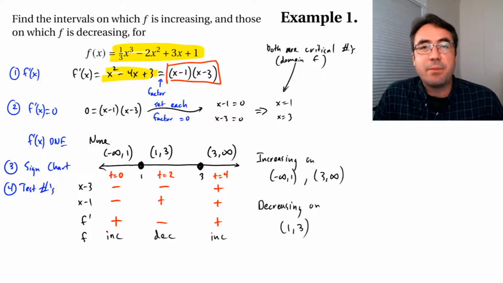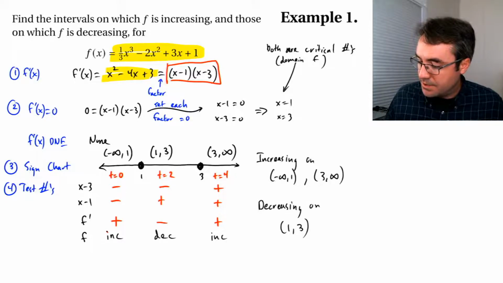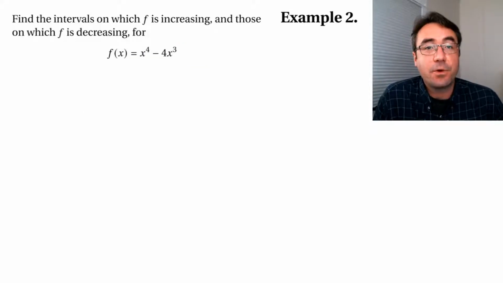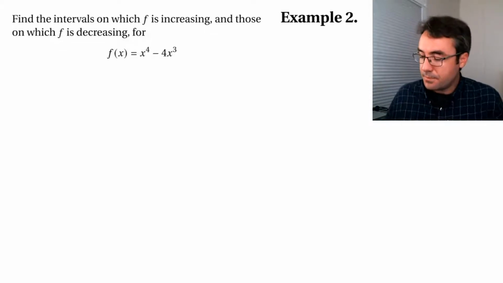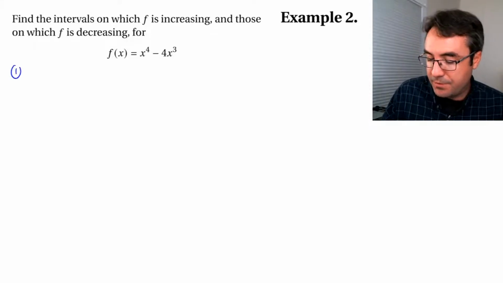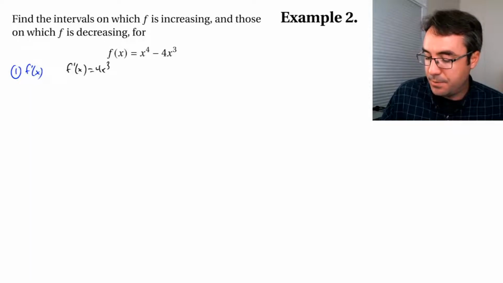So we're just going to play this game a bunch of times for more complicated functions. So let's try another one. Let's look at x to the 4 minus 4x cubed. And we're going to figure out the intervals of increase, decrease for this function. So step 1, we need our derivative. So let's calculate our derivative. And what do we get? We get 4x cubed minus 12x squared.